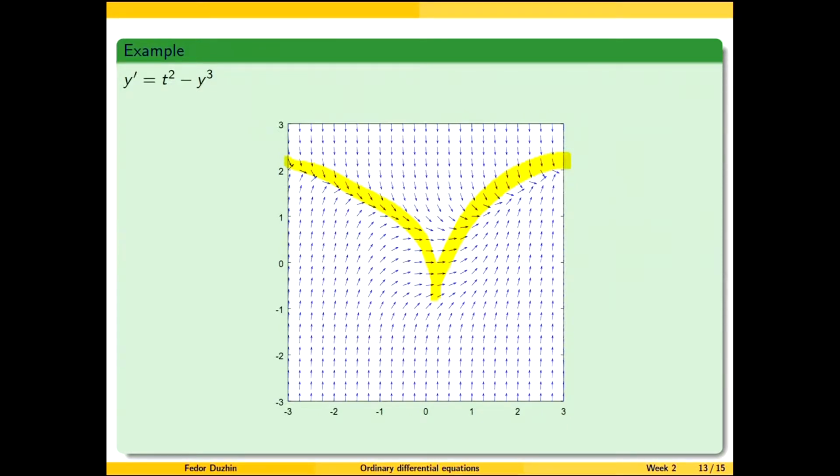This is called an asteroid, but in any case, since this is not the union of horizontal and vertical straight lines, and is something else other than horizontal and vertical straight lines, it means that by just looking at the direction field, without even knowing the differential equation, we can see that the differential equation is definitely not separable.